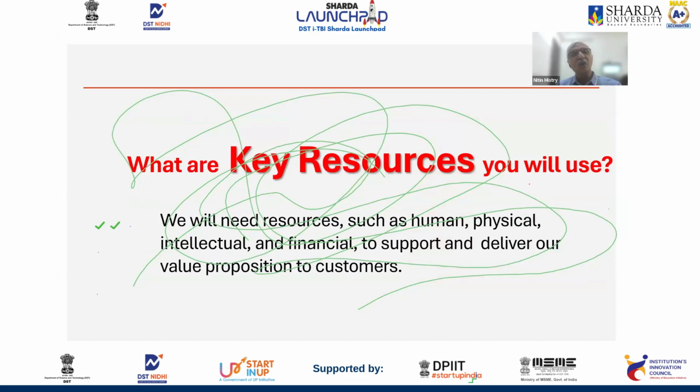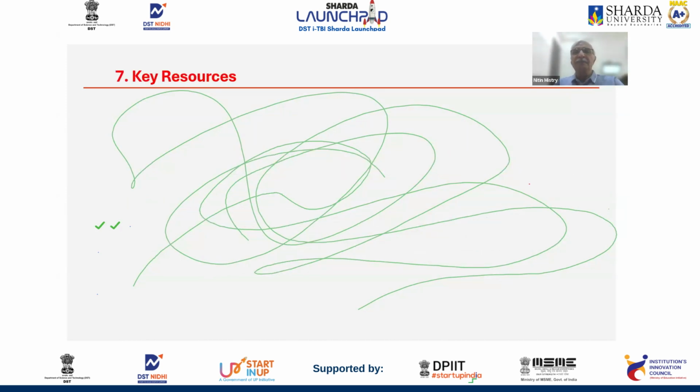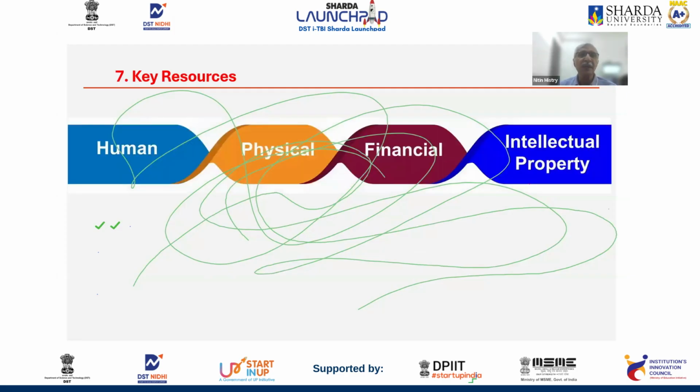Go to the next. What are the key resources you will use? That means to perform all these activities and to deliver the value proposition you are offering, what are the resources you are going to use? It could be human, it could be physical, it could be intellectual, it can be financial. So these are the different resources you use, right? There are four types of major resources. One is human, second is physical, third is financial, another one is intellectual, right?